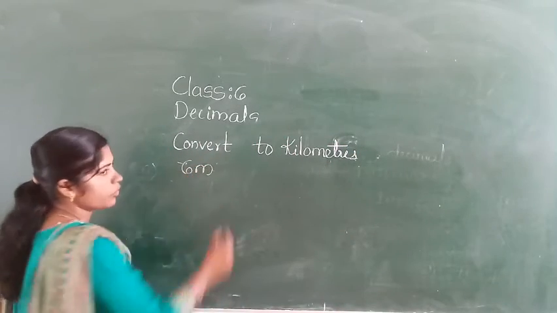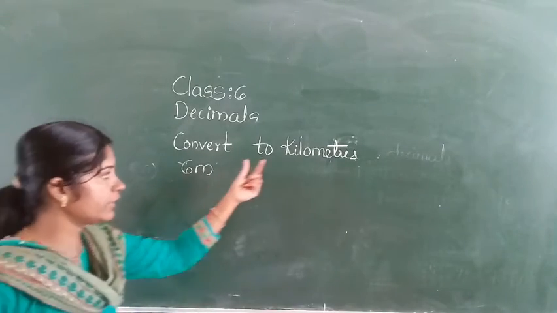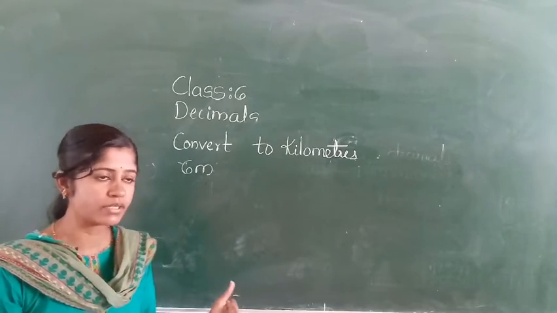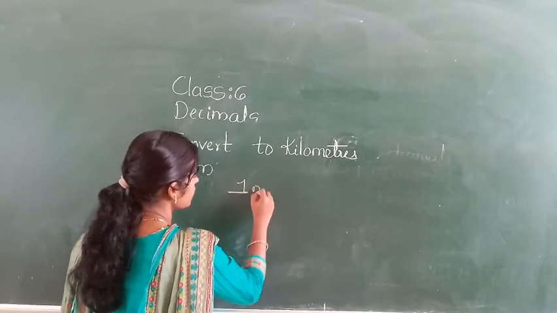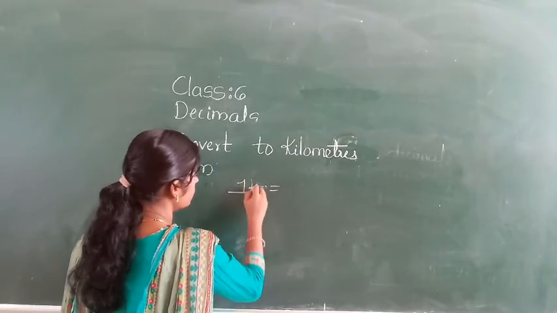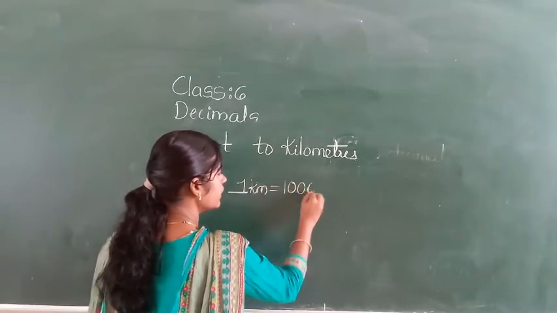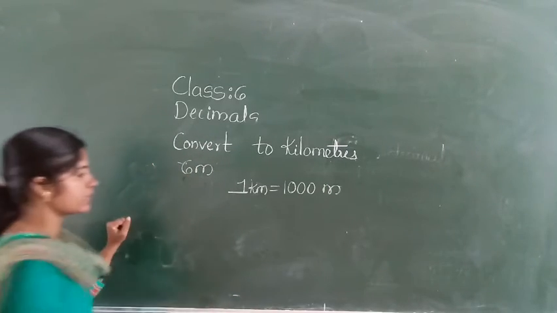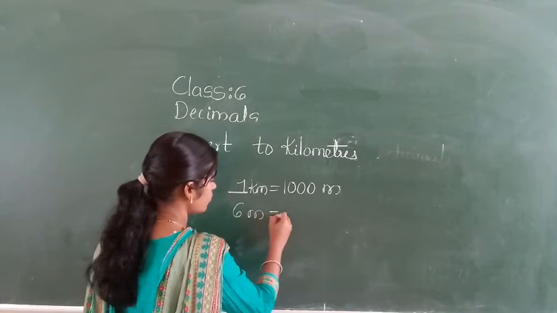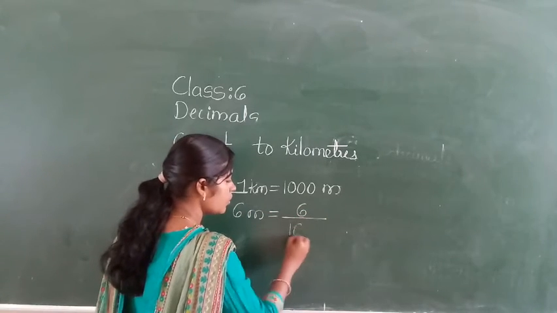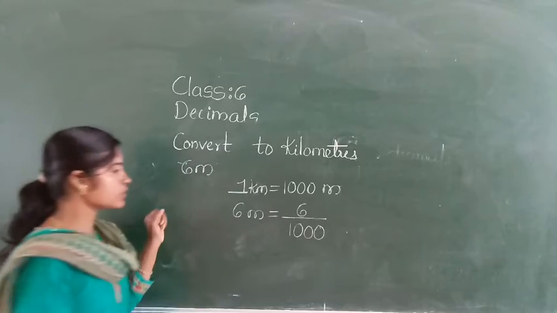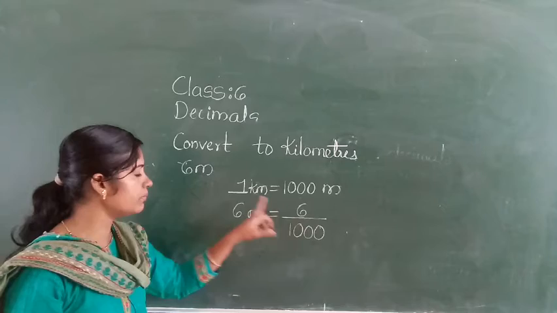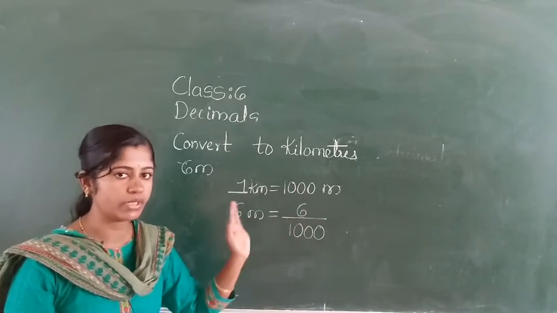See here, let me clear you one more thing. Meter is a smaller unit and kilometer is a bigger unit. Then tell me, 1 kilometer is equal to how many meters? 1000 meter. Okay, the question is 6 meter. So what to do here? 6 divided by 1000. Why I divided? Because I converted here smaller unit to bigger unit. So why I wrote here 1000? Because 1 kilometer is equal to 1000 meter.